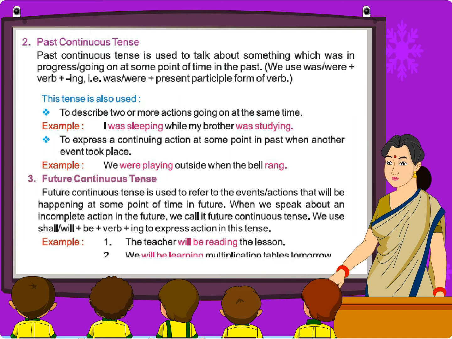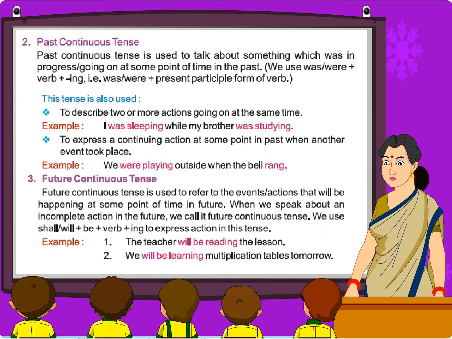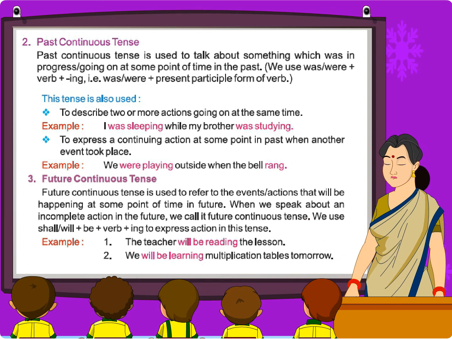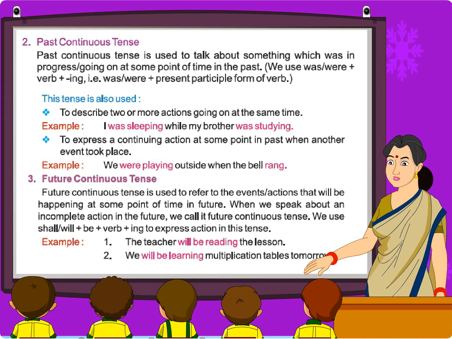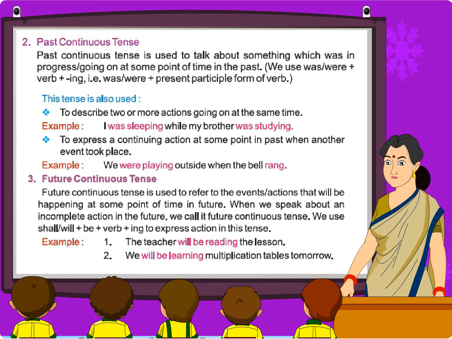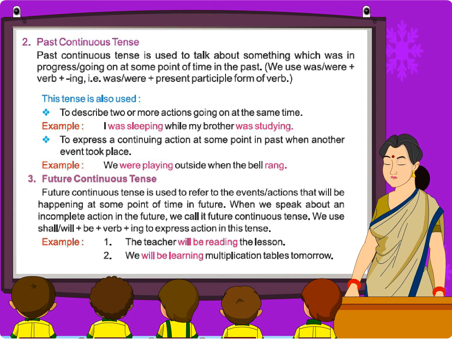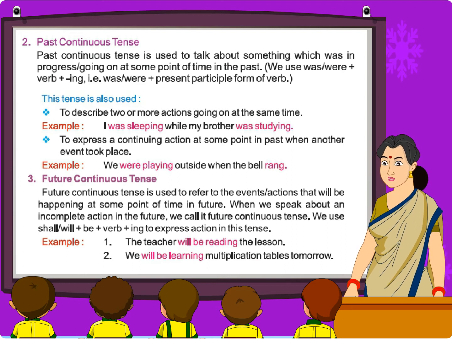Past continuous tense. Past continuous tense is used to talk about something which was in progress, going on at some point of time in the past. We use was, were plus verb plus ing. Example, was, were plus present participle form of verb.